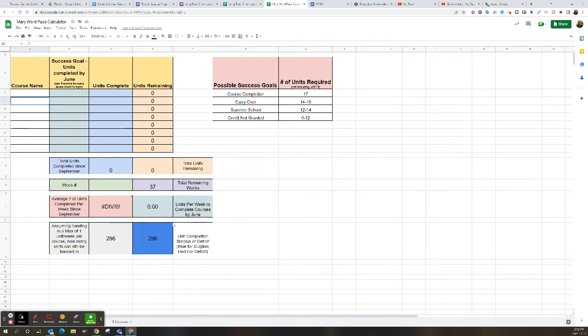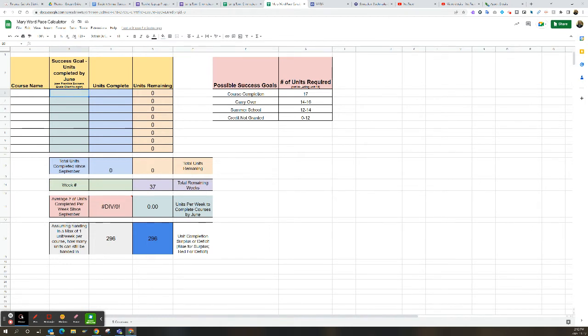It was based on an Excel form that Vince Gassi, I believe, had brought out before. And what he did was create a spreadsheet that students can use to help with their planning. So what they would do is put their courses in this column, and then they would put their suggested goal and units completed by June.